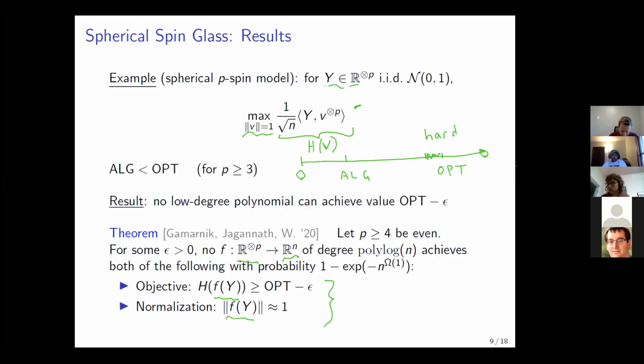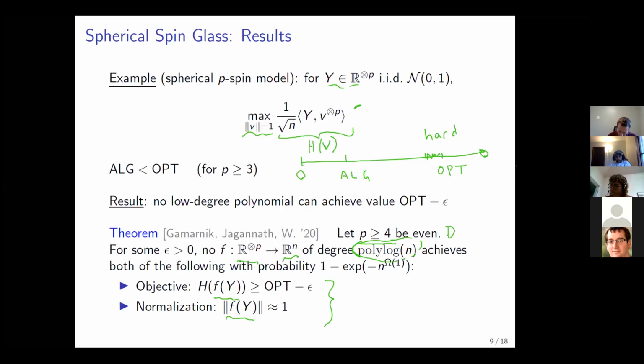These two bullet points define what it means for a polynomial to succeed, and this is what the theorem is saying. For technical reasons, it is restricted to p being at least 4, and also even. But it's saying there's some epsilon where no low-degree polynomial can succeed at getting to value opt minus epsilon. Here we're taking polylog as the polynomial degree, just to be safe.